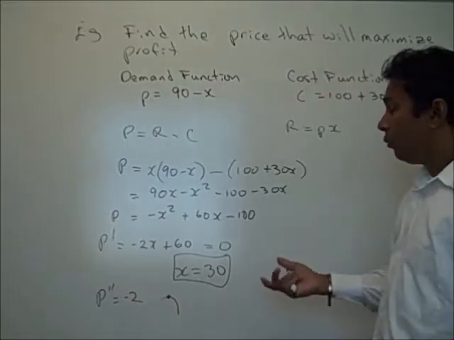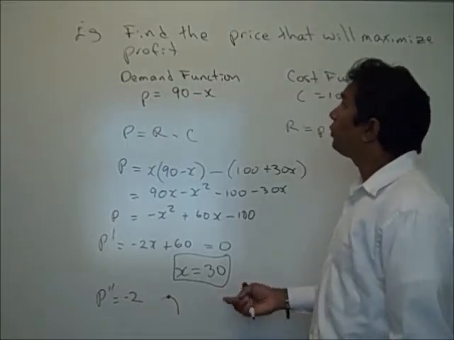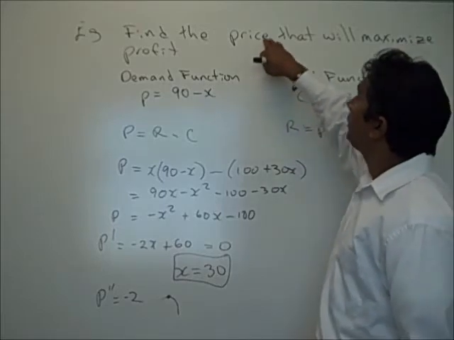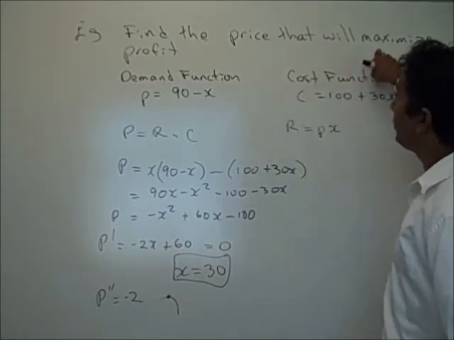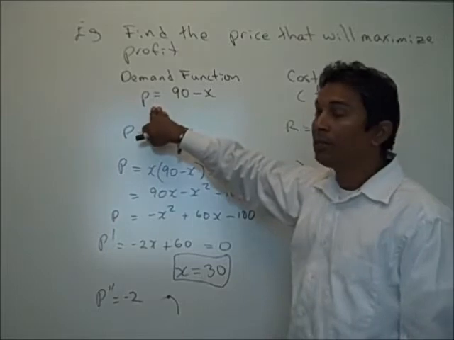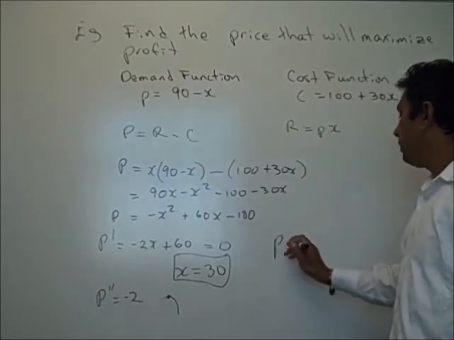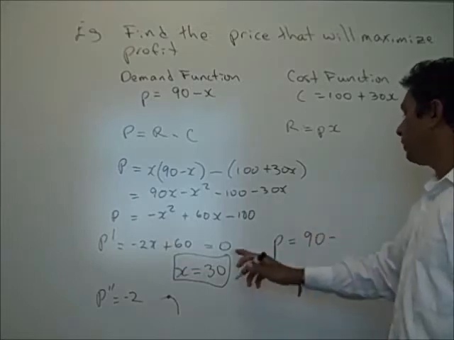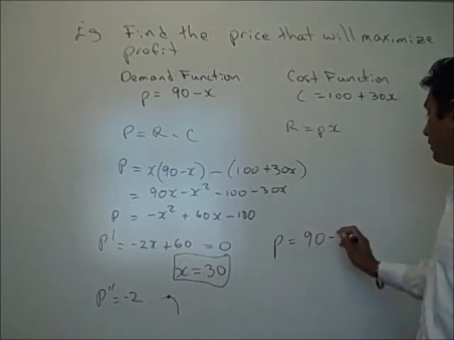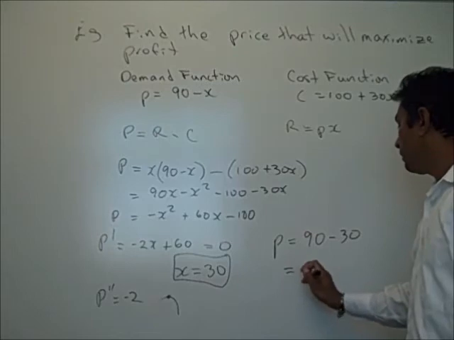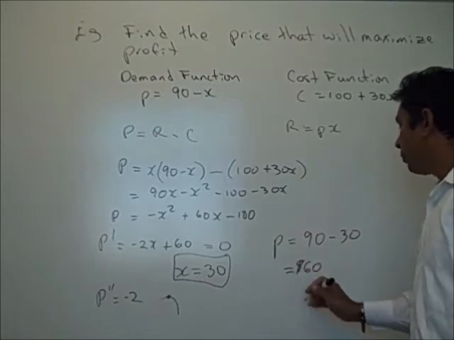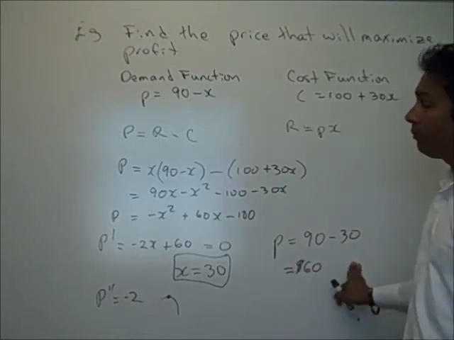However, we were not asked to find the number of units, we were actually asked to find the price that will maximize profit. So the price that will maximize profit is found from our demand function. So P is going to be equal to 90 minus our x, which in this case is 30. So our price would be $60 per unit that will maximize our profit.